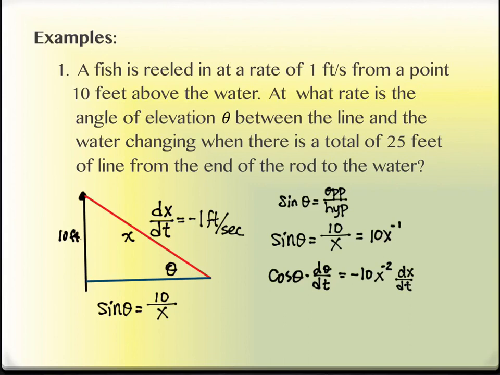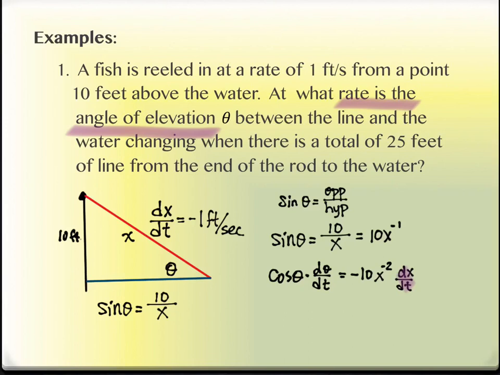So let's actually highlight the pieces of this that we know. We know dx dt. It's negative 1. Okay? It asks us to find the rate. Let me go back up there and highlight it. The rate for the angle of elevation. So it's wanting us to find d theta dt. So we don't know that one. That's going to be what we're going to be solving for.